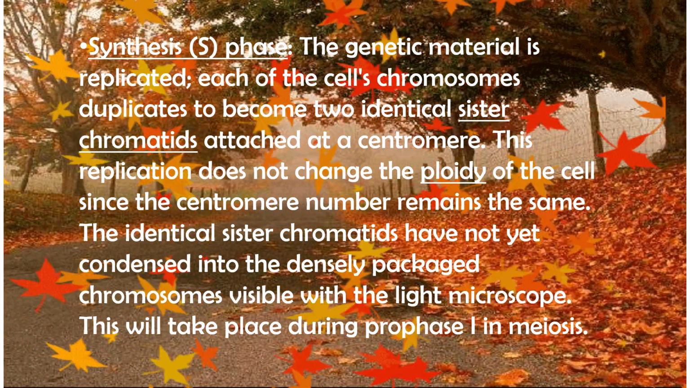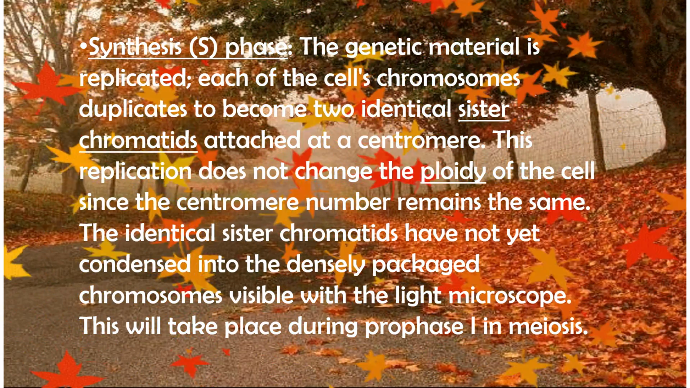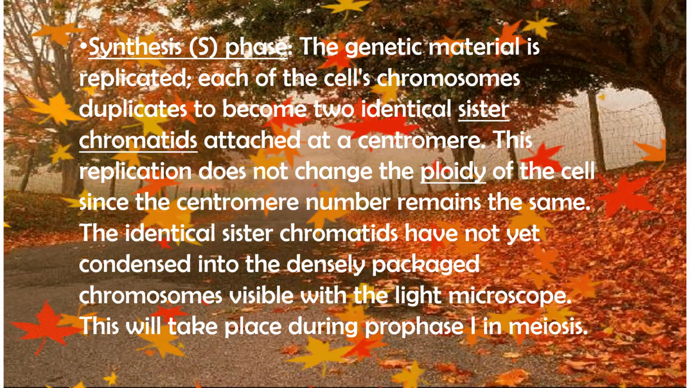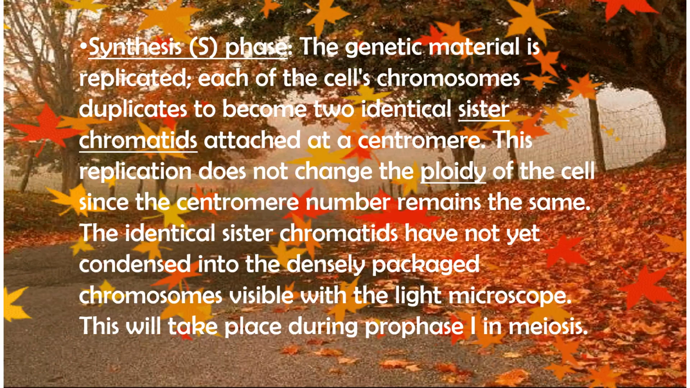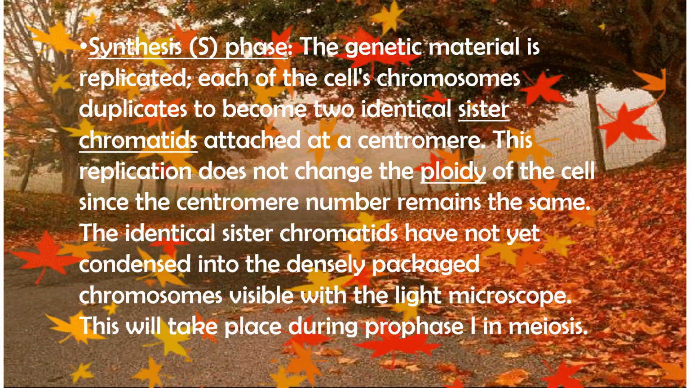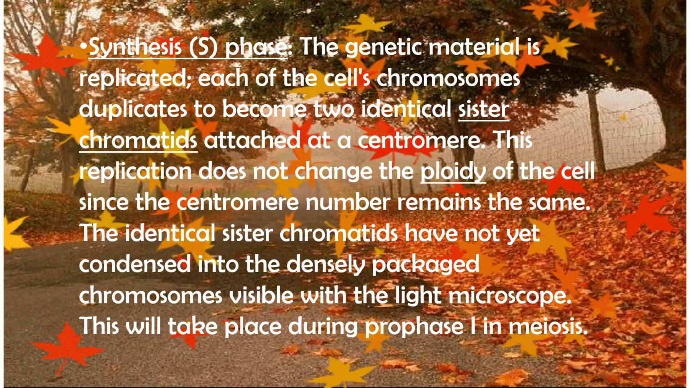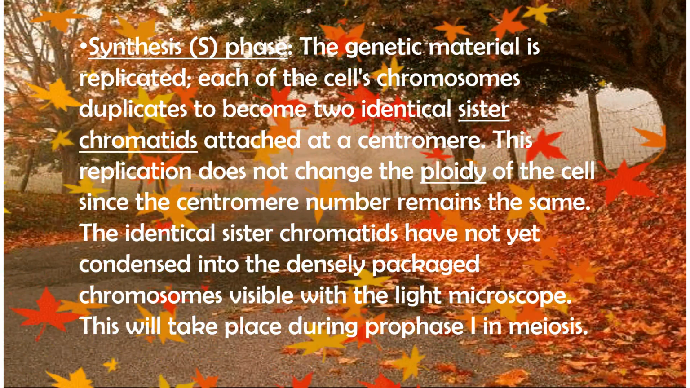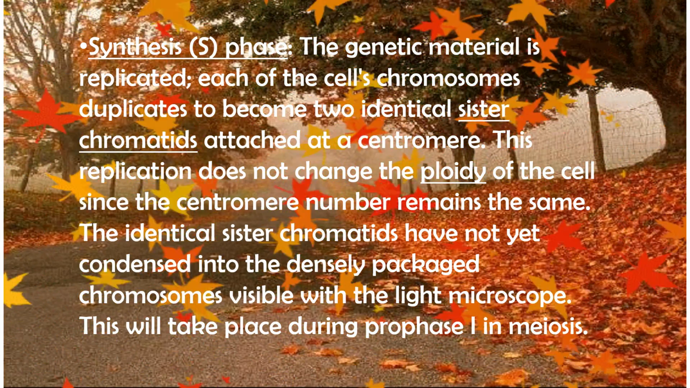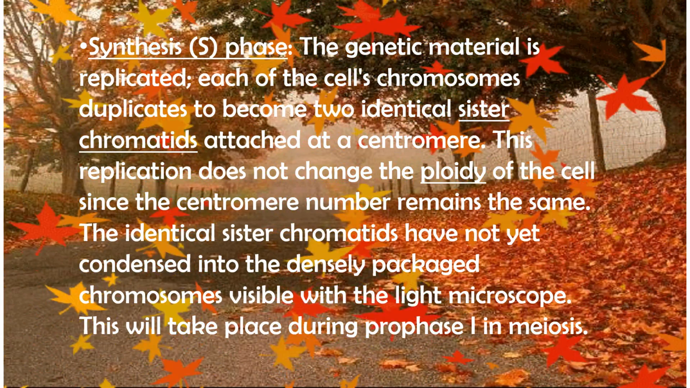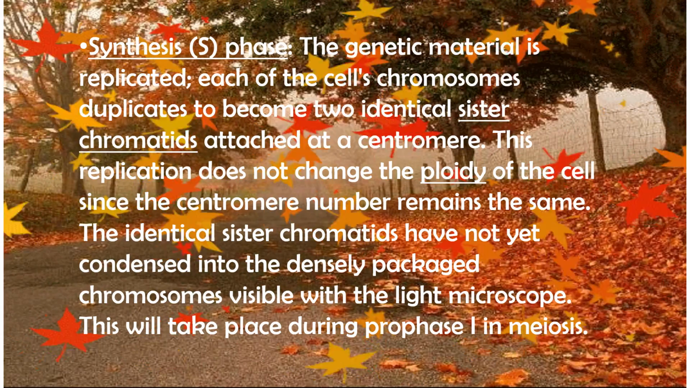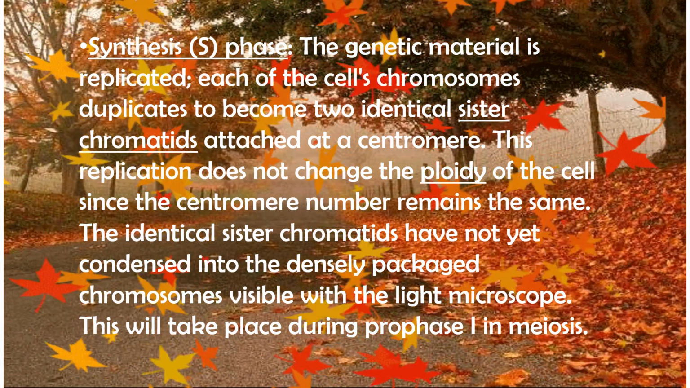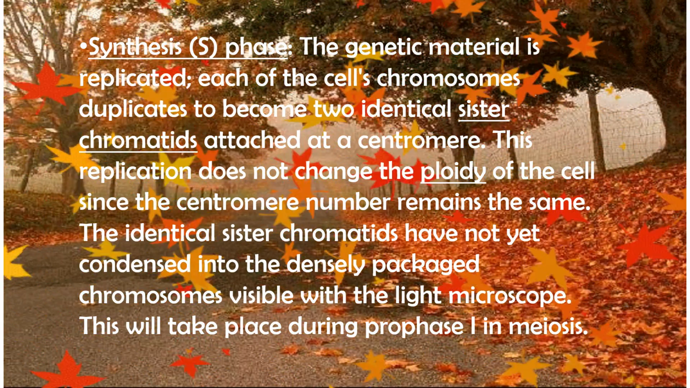So now for the S phase, or the synthesis phase, the genetic material is replicated. Each of the cell's chromosomes duplicates to become two identical sister chromatids attached at a centromere. This replication does not change the ploidy of the cell since the centromere number remains the same. The identical sister chromatids have not yet condensed into the densely packaged chromosomes visible with the light microscope. This will take place during prophase 1 in meiosis.